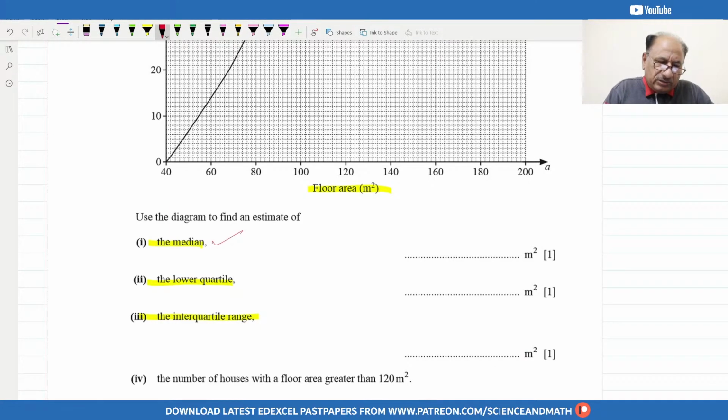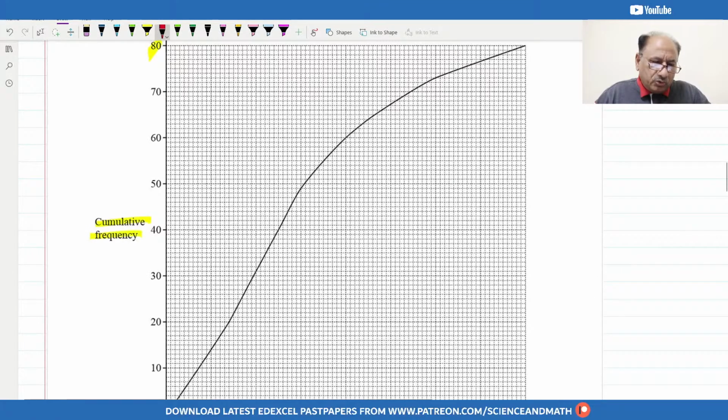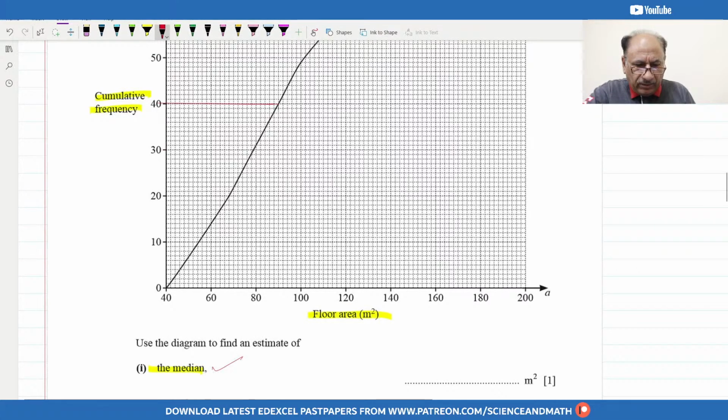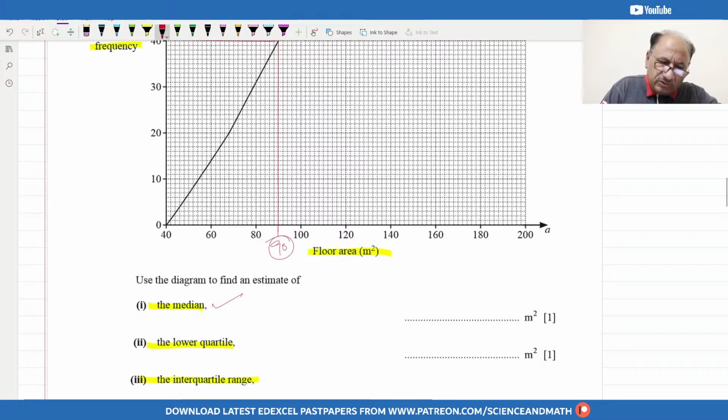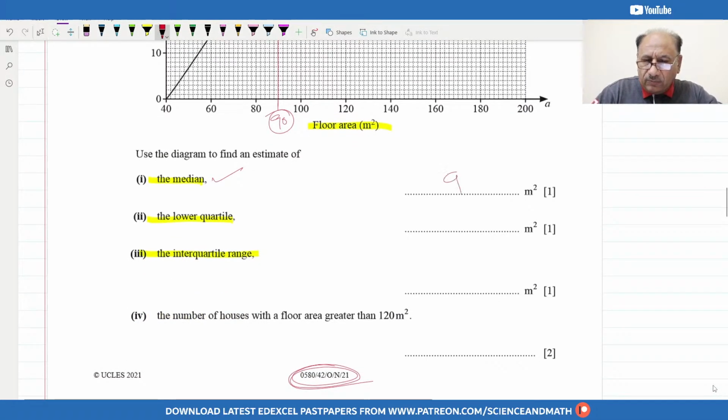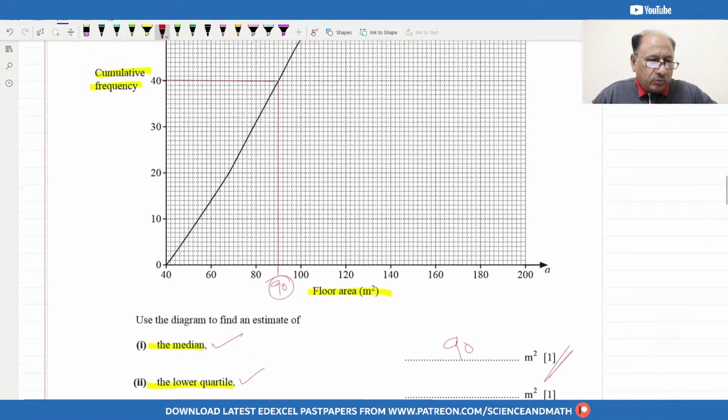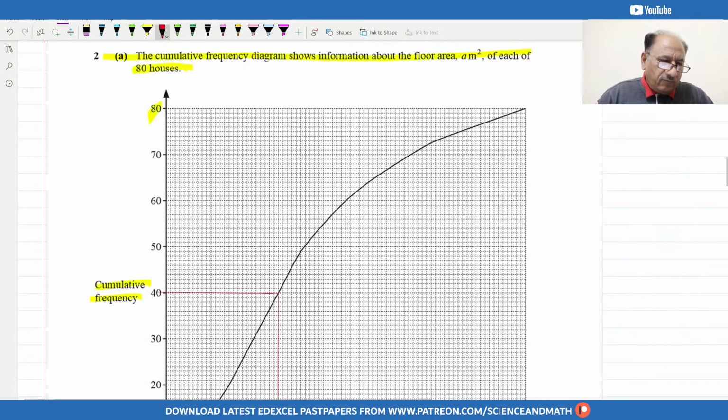Number one, we have to answer what is the median. Median is the middle value, so the middle of 80 will be 40, so we will take the 50th percentile, or half of that one. So this is 40, we will take reference from 40, and we can take from this side, which is basically in the middle of 80 and 100, which is 90. So the median will be, or 90 will be the answer. So on the basis of the given cumulative frequency curve, we are basically answering the question. The lower quartile, as we calculated in the previous question as well, will be the 25th percentile.